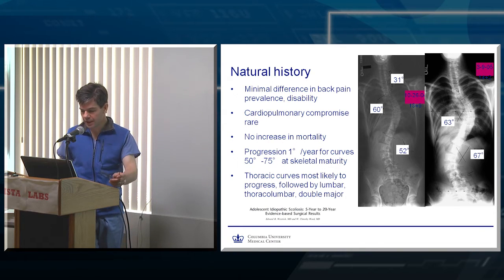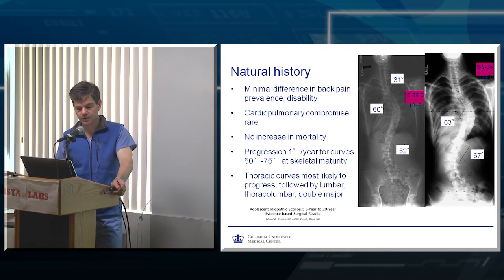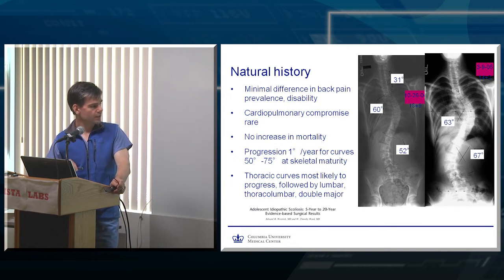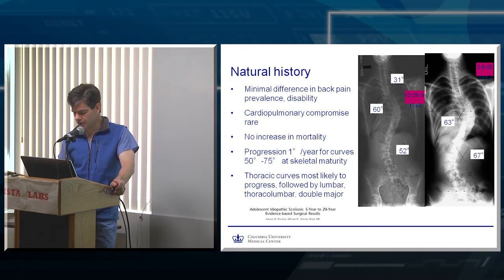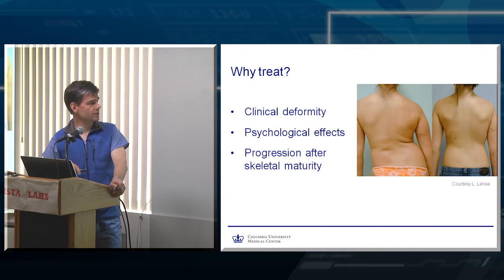Thoracic curves are the most likely to progress in the natural history studies, followed by lumbar, thoracolumbar, double major. I'd say that needs to be modified a little bit because the secondary degenerative changes in the lumbar curves, if there's a significant lumbar curve, can cause those to progress in sort of a secondary way after the age of 50 as the degenerative disc disease accelerates.